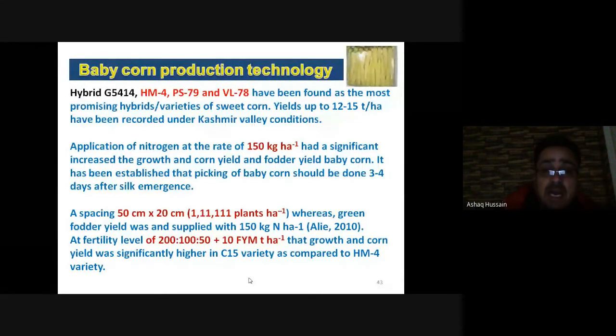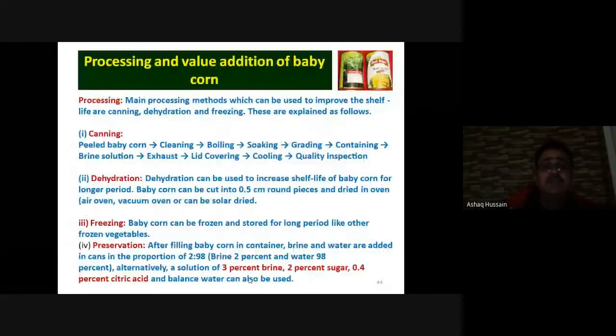Being a high density crop, we require a higher amount of fertilizer, 150 kilograms of nitrogen plus 10 tons of FYM, to be supplied as a basal dose to have higher productivity of this type of crop, being very intensive and exhaustive. Then to preserve this crop, we require training in certain processing techniques, for example, canning, dehydration, freezing, and preservation, so as to keep the supply for a prolonged period of time. Otherwise, being a perishable crop, it will perish in a very short span of time.